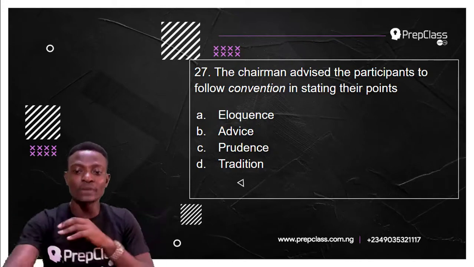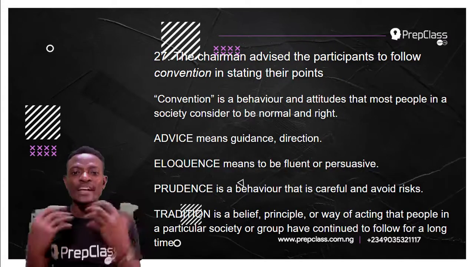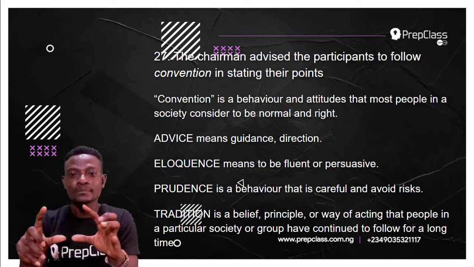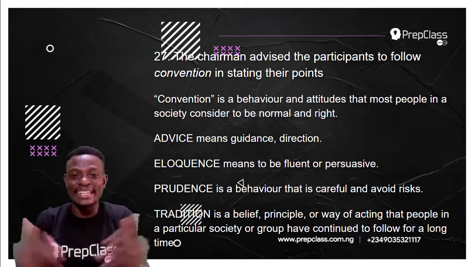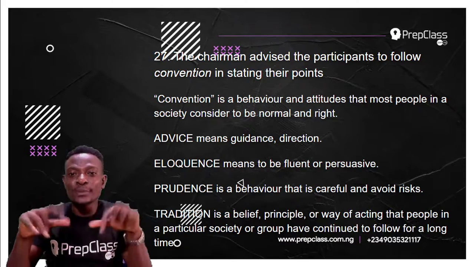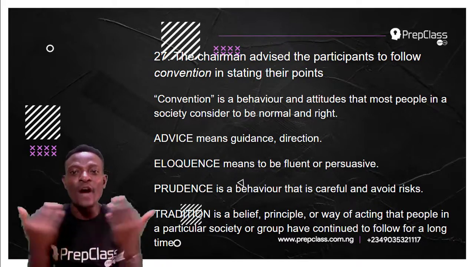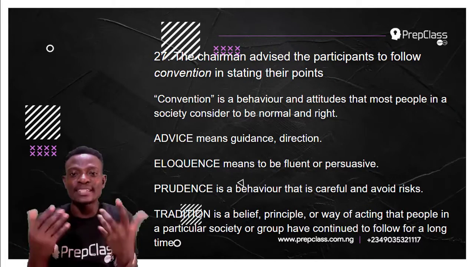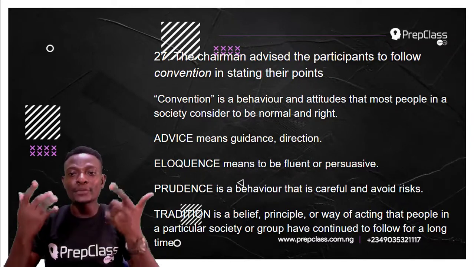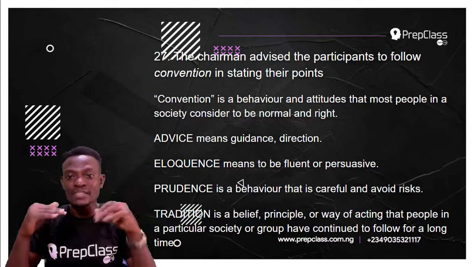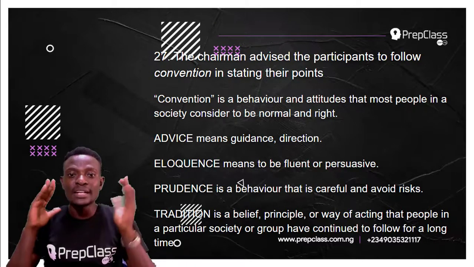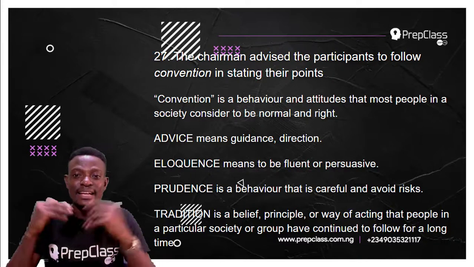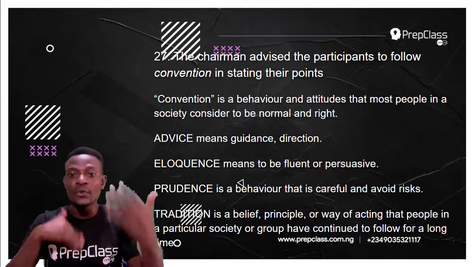Now, what does the word convention mean? Convention is a behavior and attitudes that most people in a society consider to be normal and right. People in a society, the behaviors and attitudes that they consider normal and right. That is what convention means. Now, advice means guidance, direction. Eloquence means to be fluent or persuasive.